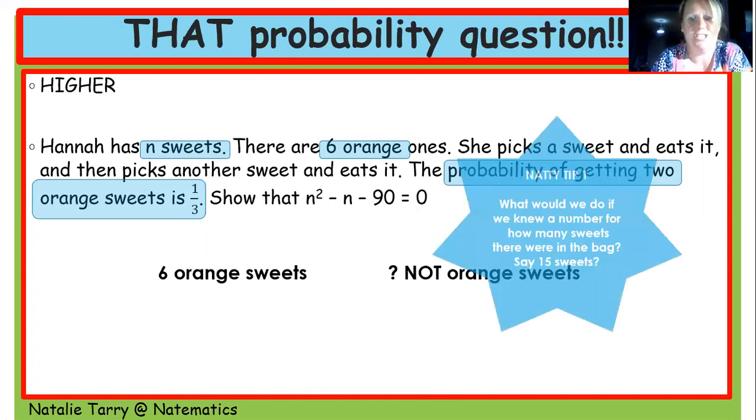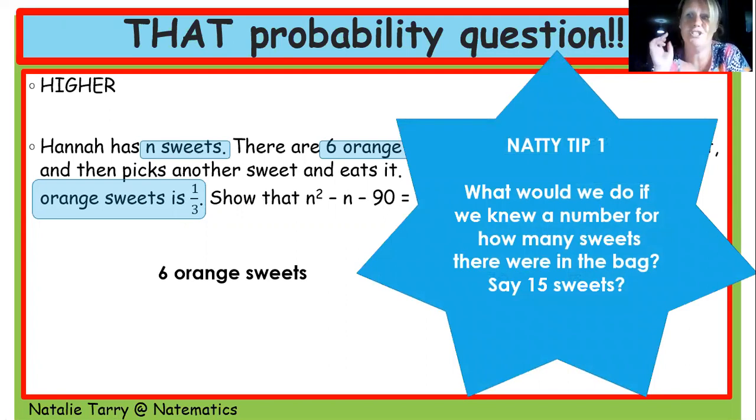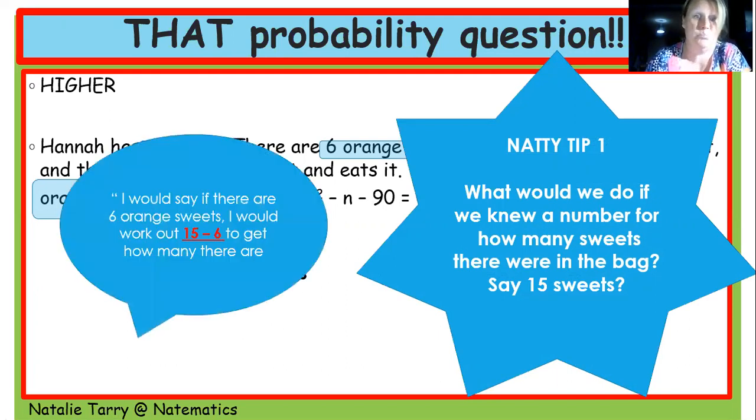All right, well, actually, think about what would you do if you knew how many sweets there were in the bag. So if there were, say, 15 sweets in the bag, how many would you decide are not orange sweets? Well, yeah, if there's 6 orange sweets, there's 15 altogether. We take 6 away from 15 to find out how many there are.